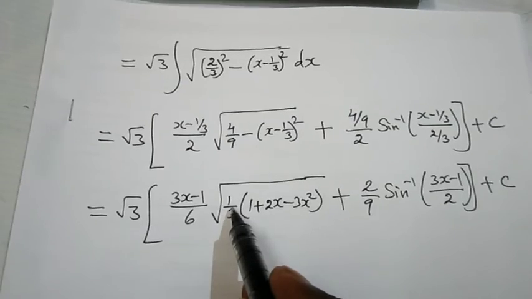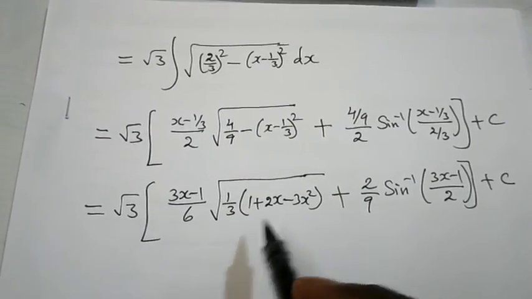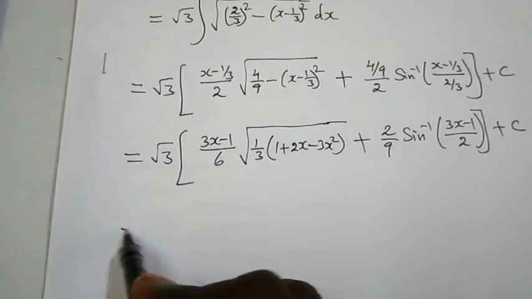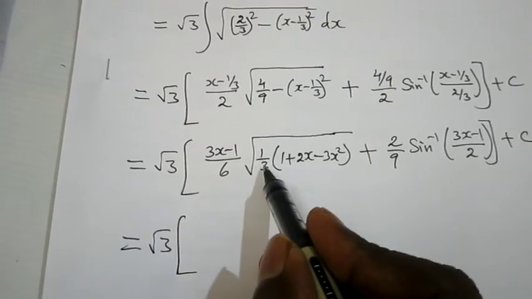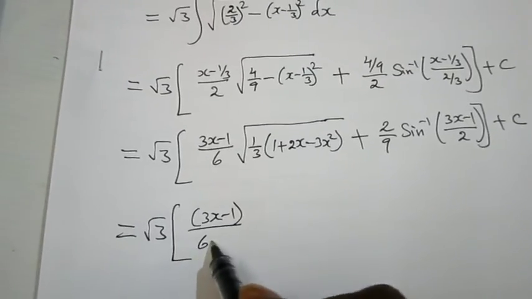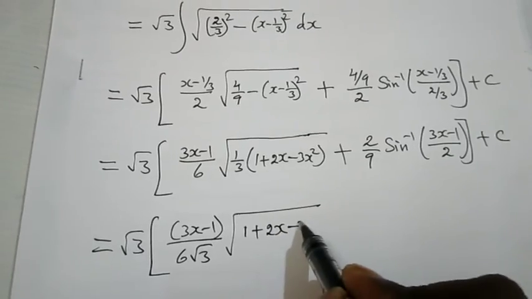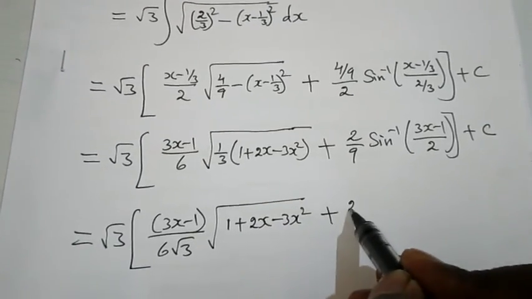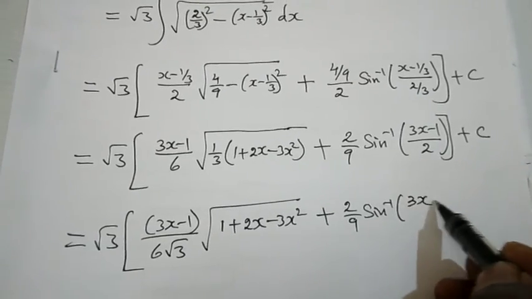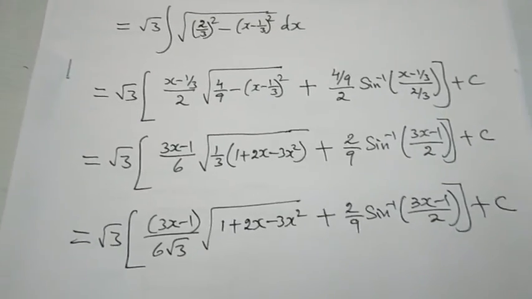Okay, now this 1 by 3 can be taken outside, so 1 by root 3 will come, and at the same time I am going to multiply root 3 inside, or otherwise you keep root 3 outside. So root 3 into, taking the term 3 outside, 3x minus 1 by 6 root 3 into root of 1 plus 2x minus 3x square plus 2 by 9 into sine inverse of 3x minus 1 by 2 plus integral constant. So this is the answer of the problem.